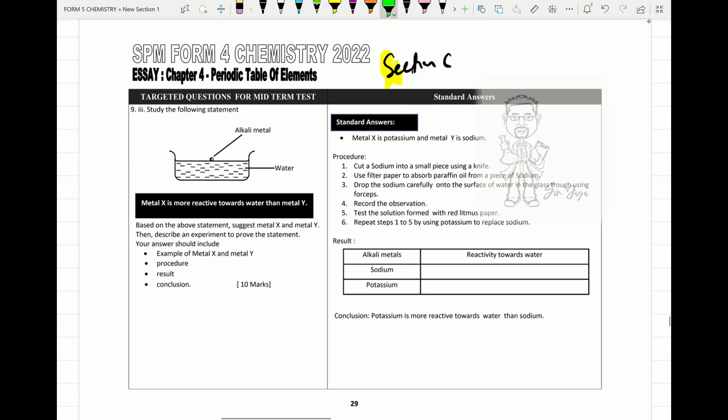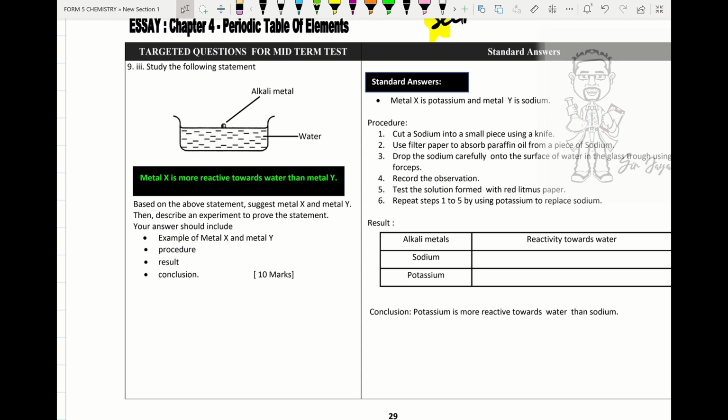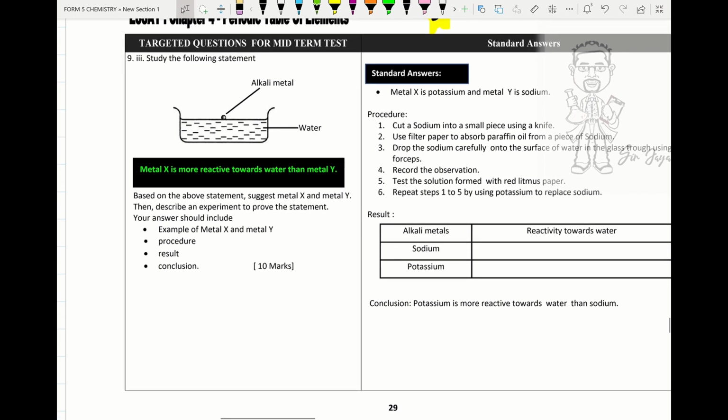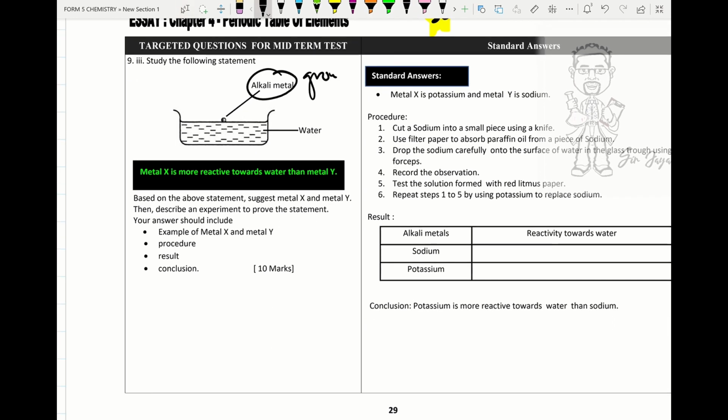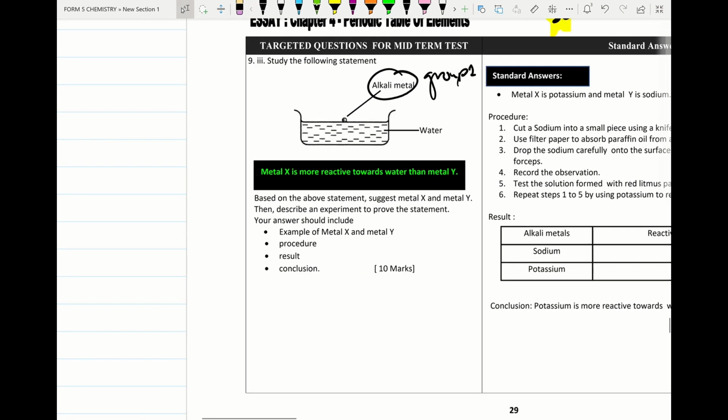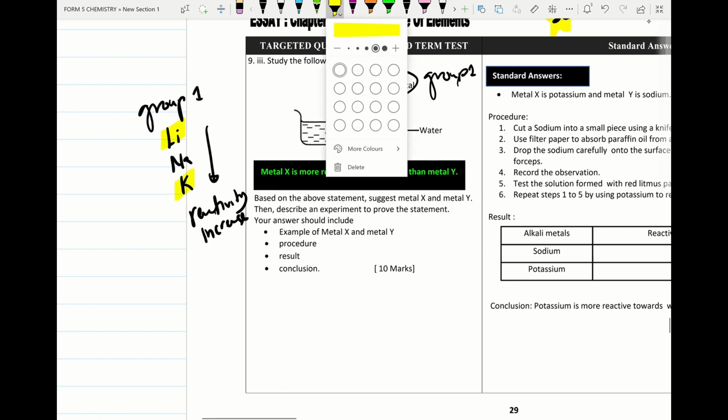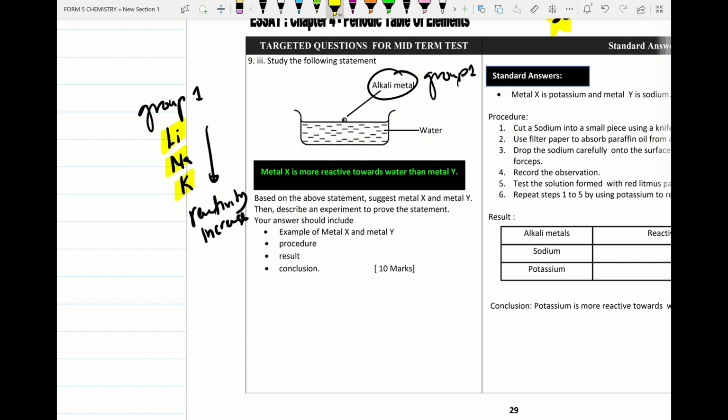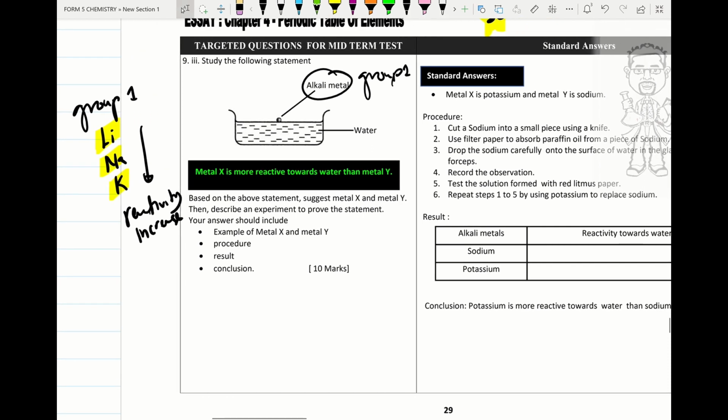Study the following statement: metal X is more reactive towards water than metal Y. Please remember, alkali metals belong to group 1. When going down group 1, we have lithium, sodium, potassium, and the reactivity increases. So we can take lithium and potassium, or lithium and sodium. In this case, I'll take sodium and potassium.